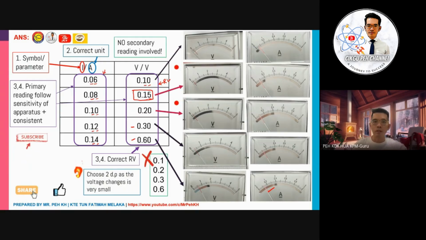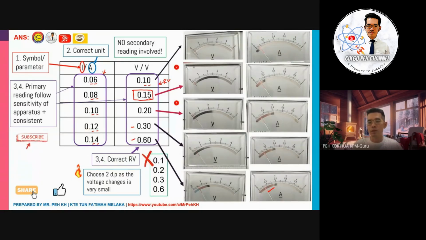Okay, so for this tabulation, the secondary reading is not involved because the question does not ask you to calculate any reading. Let's say the question asks you to give the reading of resistance R, then it will be stated in the question. For this question, it's very simple. The question just asks you to tabulate your data. So the data here will be only MV and RV, which is current and voltage only.